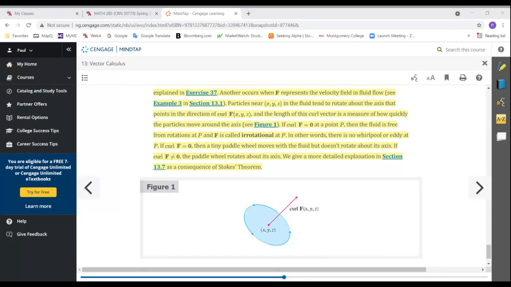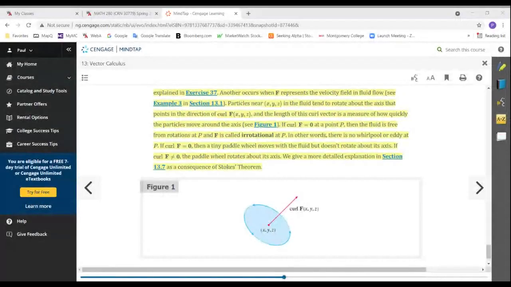This is going to come up again when we learn about Stokes' theorem, section 13.7, which will be next week. Well, actually, we might learn a little bit about it on Thursday. Okay, but are there any questions so far? Any questions at all? Well, then let us continue on.